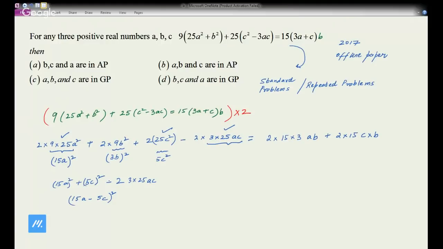Notice, 15 into 5 is 75. You are getting this. So this becomes this. That is why we were writing everything like this. You again have 15 a square. Let's pick one of the 3b squares. And you have this particular term here, let it be 2 times 3 into 15ab. The perfect square. So this is how this question is actually done.